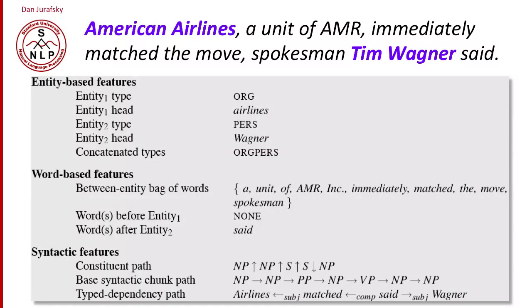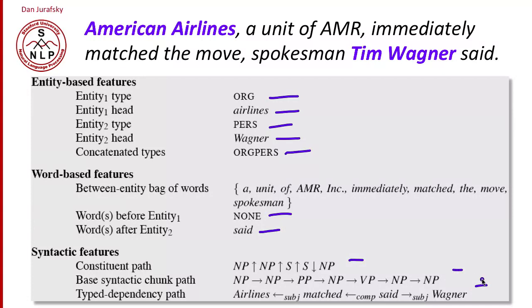So in summary, for our sentence, American Airlines, a unit of AMR, immediately matched the move, spokesman Tim Wagner said, we might have a whole series of features. We might have the entity type of the first mention being org, and of the second one being person, and the head of the first one being airlines, and the head of the second one being Wagner, and this concatenated type feature whose value is org pers. And then the bag of words of all of the words between the two entities, and the word before entity one, which there isn't one, so that'll be none or nil, and the word after entity two, which is said, and then all the various parse features that we talked about.